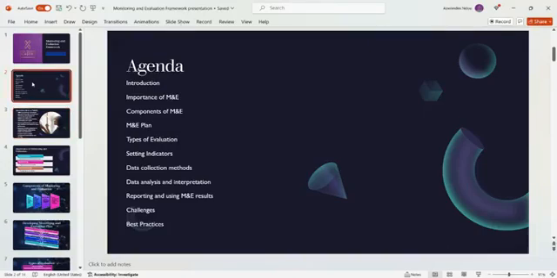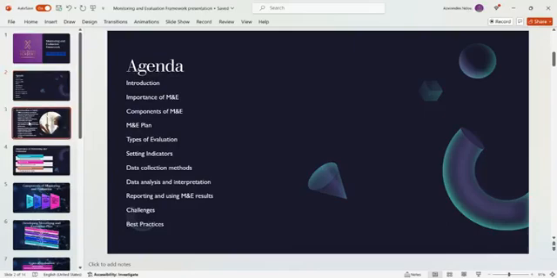The agenda is, as you can see, we'll discuss the introduction of the M&E framework and some concepts of M&E, why it is important, the components of M&E, the planning part of M&E, the types of evaluation, the indicators, the data collection methods, analysis and interpretation of data, reporting and using M&E results, and the challenges and best practice. Then we shall end there.